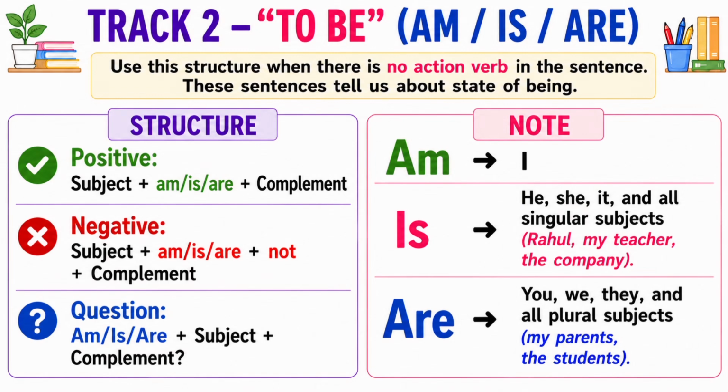Let's move to the second track, which is to be sentences using am, is, and are. We use this structure when there is no action verb in the sentence. These sentences tell us about a state of being. The structure is very simple.